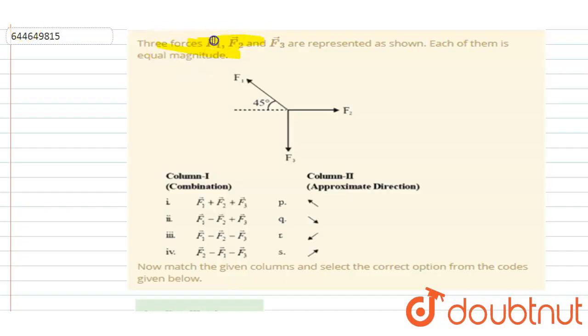Hello everyone. Three forces F1 vector, F2 vector, and F3 vector are represented as shown. Each of them has equal magnitude. Now match the given columns and select the correct option from the code given below.